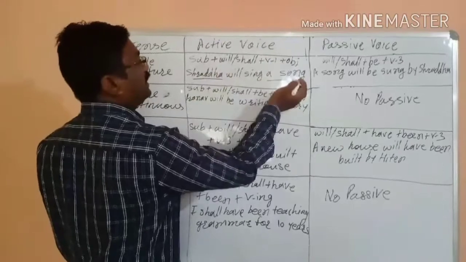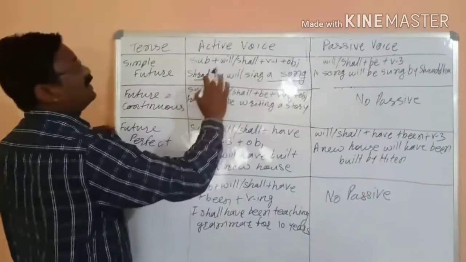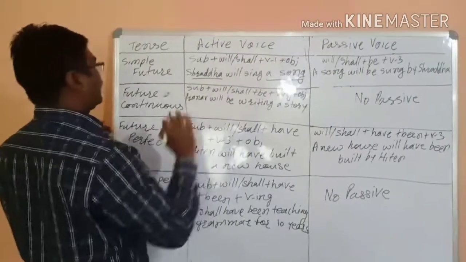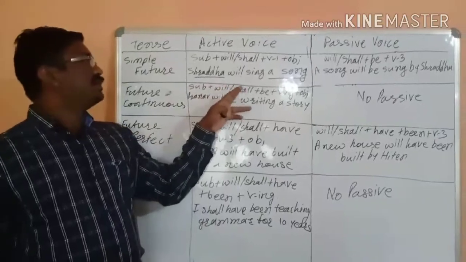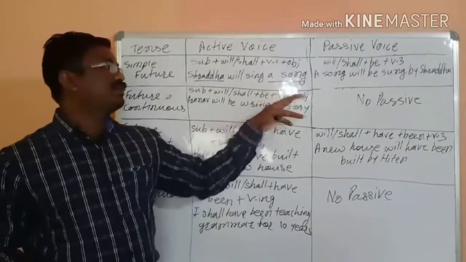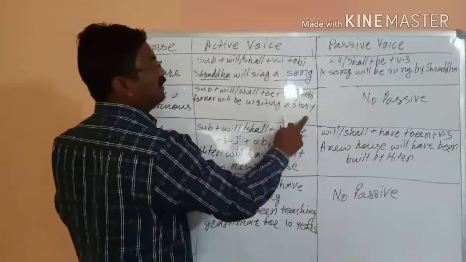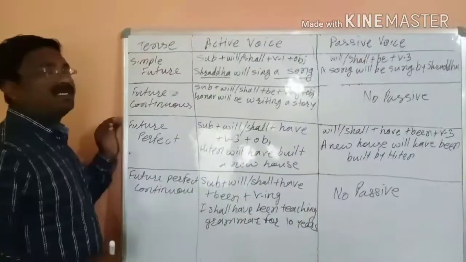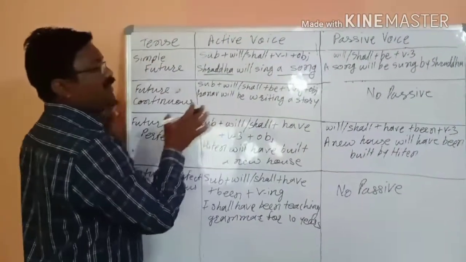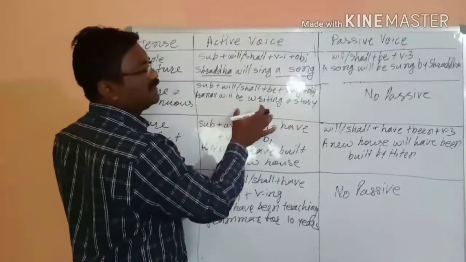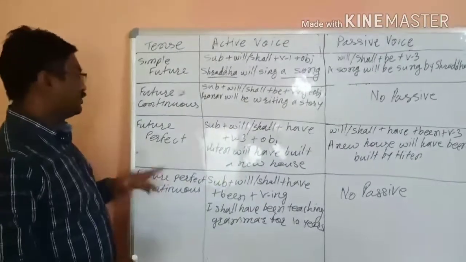Here the place will change, and we have to take be, and putting by, Shraddha will go at the place of object. Future continuous tense: subject plus will, shall plus be plus verb ing. You see, Pranav will be writing a story. Active voice in future continuous tense, passive voice we can't make. So I have written here: no passive.